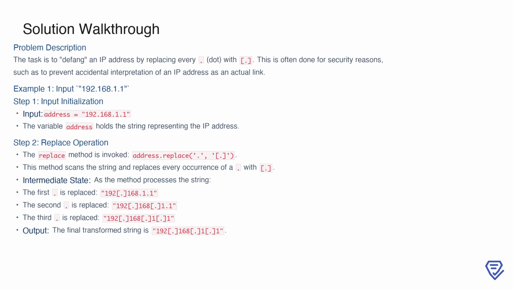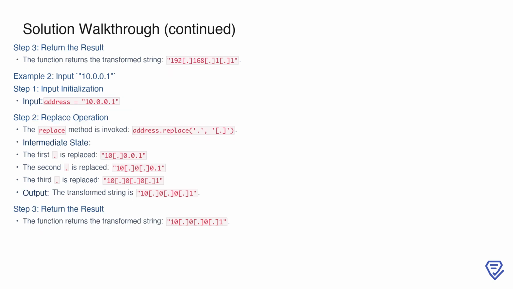Next, we use the replace method to perform the transformation. This method works by scanning the string and replacing every occurrence of a dot with [.]. As it processes the string, the first dot is replaced, resulting in 192[.]168.1.1. Then, the second dot is replaced, giving 192[.]168[.]1.1. Finally, the third dot is replaced, and we get the fully transformed string 192[.]168[.]1[.]1. This transformed string is the result of the replace operation and represents the defanged IP address. Now that we have the transformed string, the function simply returns it as the output.